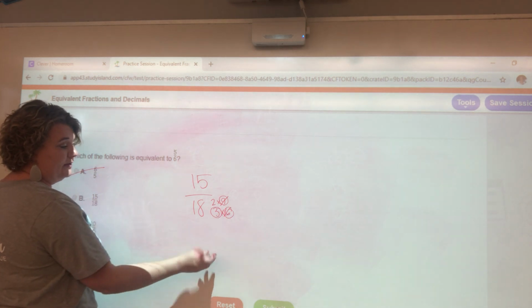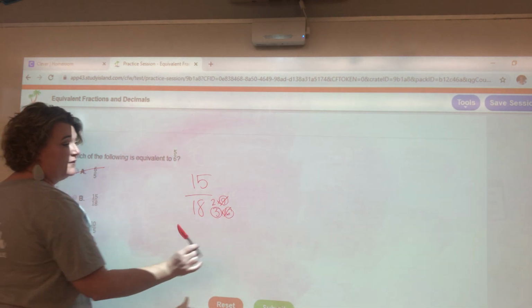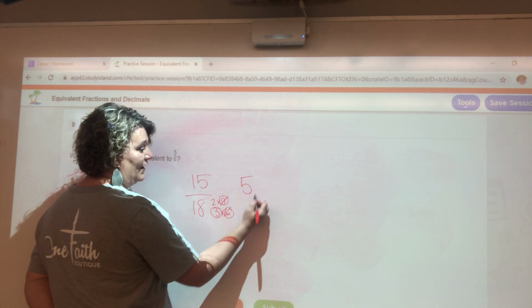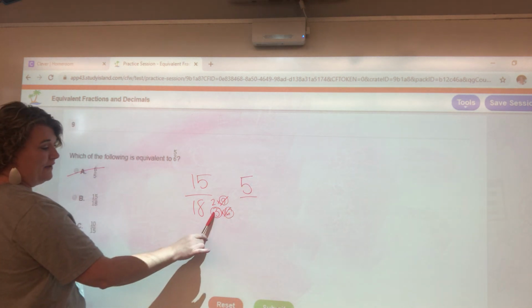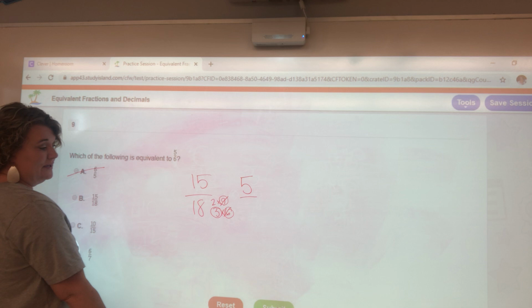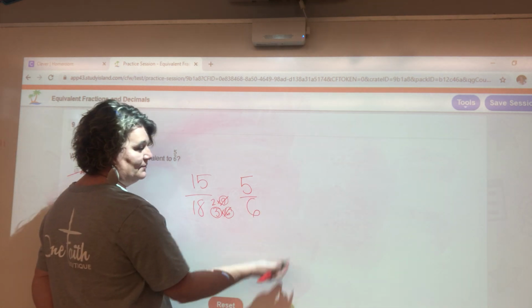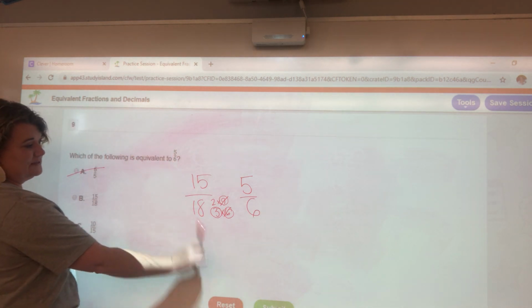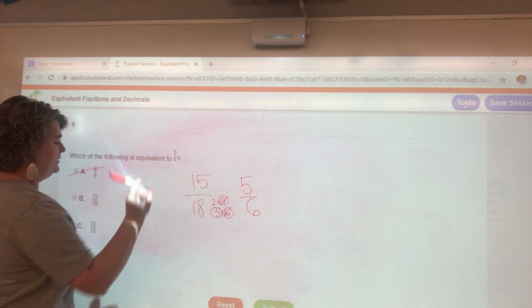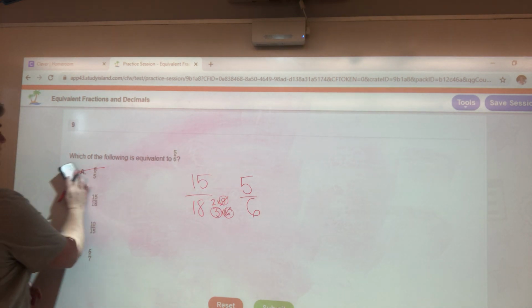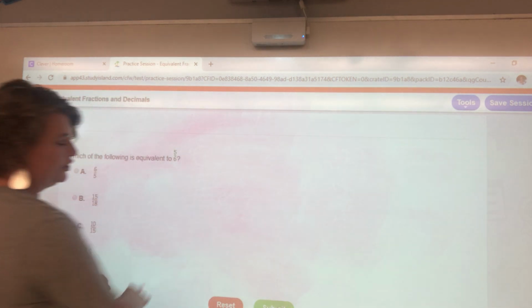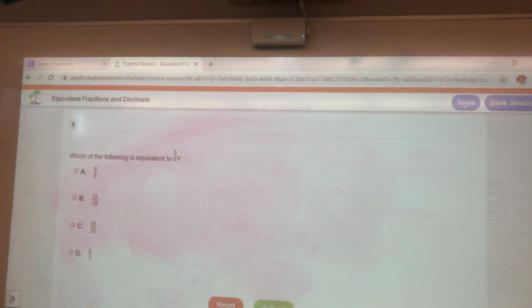Now I've got to do 3. If I'm a 3, can I divide into 15? I sure can, 5 times evenly. And if I'm a 3, can I divide into an 18? I sure can, 6 times evenly. So 15/18 is the same as 5/6, which was letter B. All you're doing is reducing fractions.